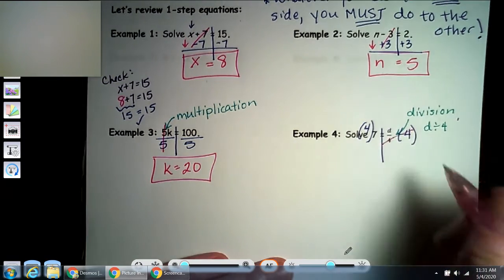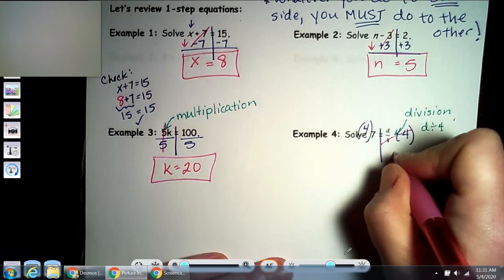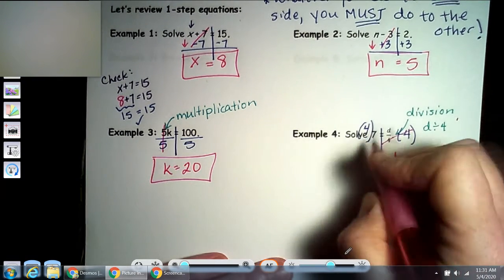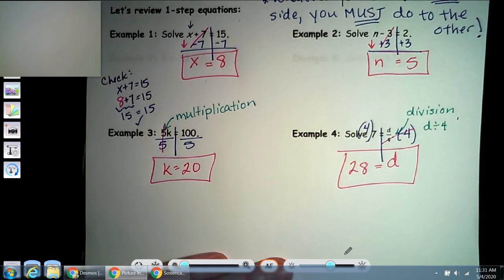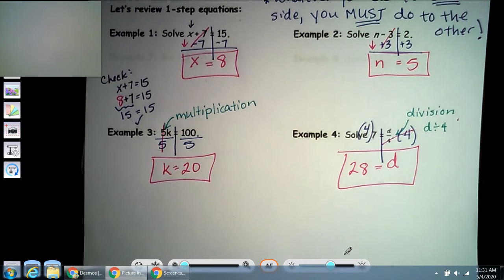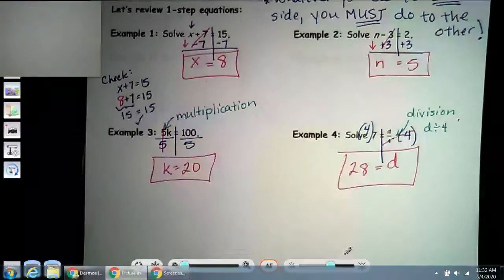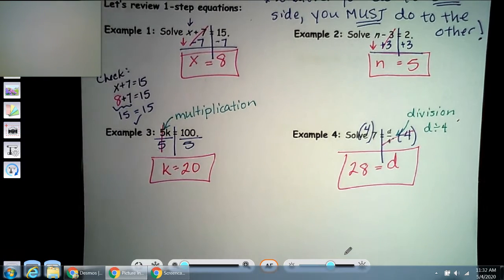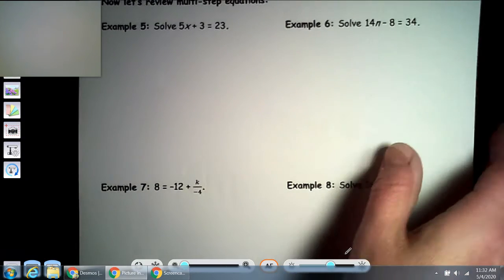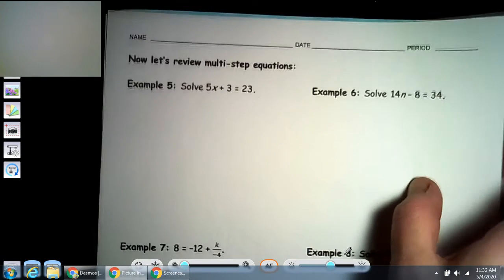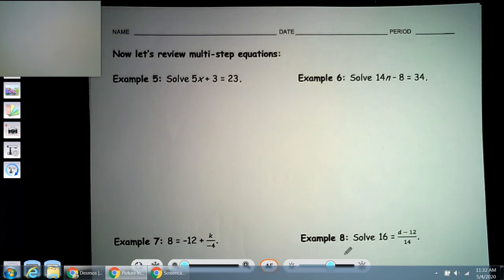4 divided by 4 is just 1. So again, that's just 1d, or d. 4 times 7 is 28. 28 equals d. Okay. All right, so now that we've reviewed solving one-step equations, I want to move on to multi-step, because this is what you're going to see more often, especially as you move further along through a course like algebra, or really any of your math courses.